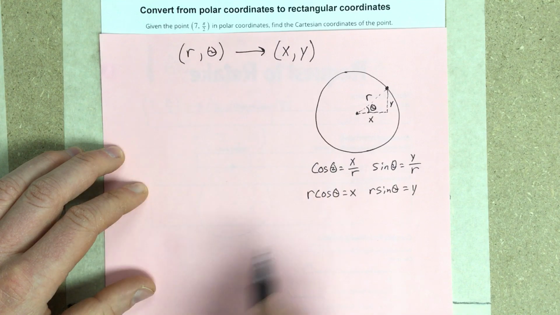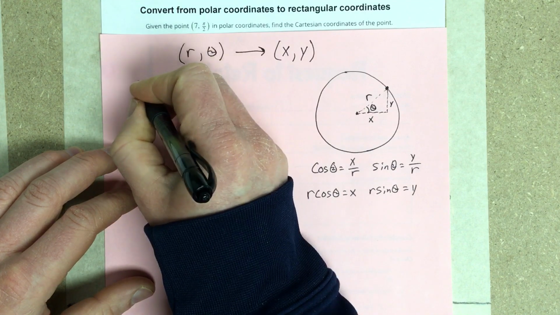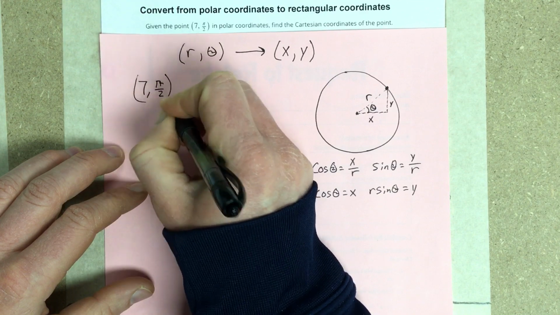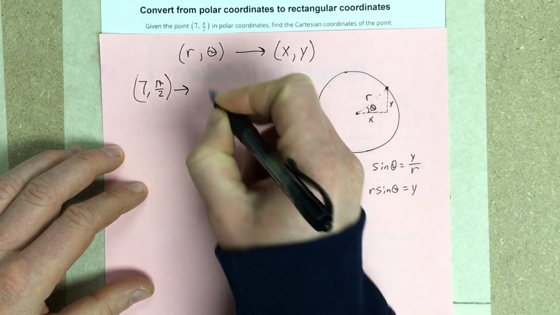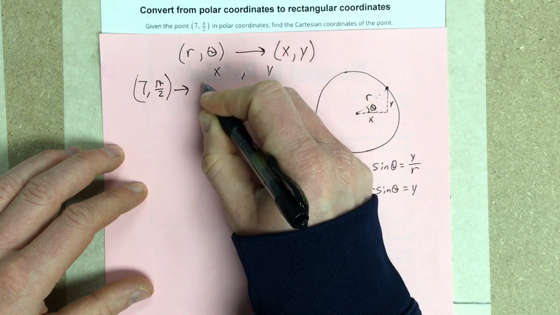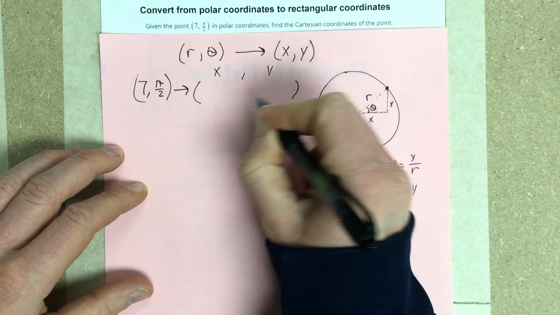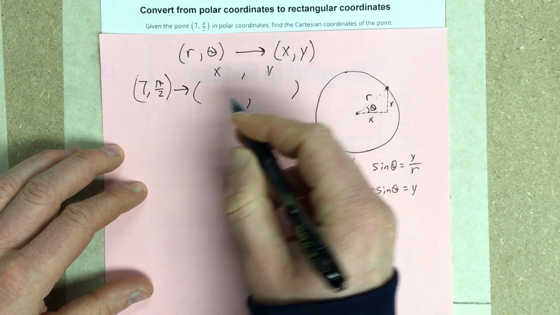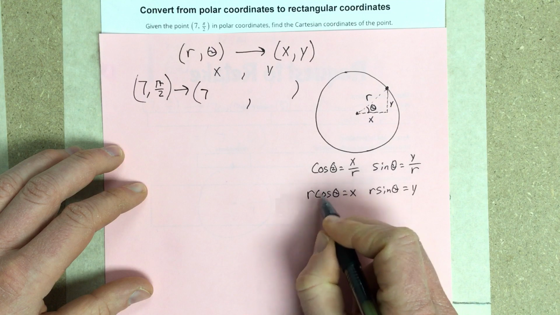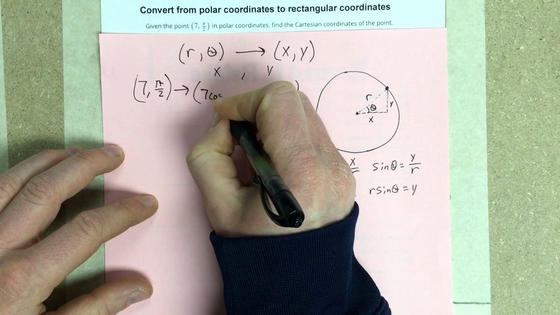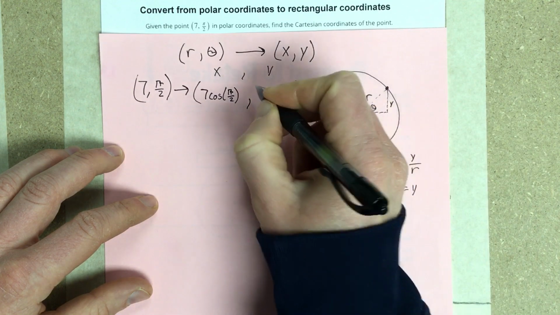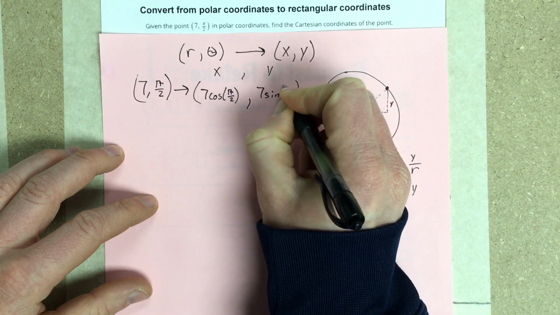So we're going to use these expressions to convert from a radius and an angle to an x and a y coordinate, because I can say that 7 comma pi over 2 is the same as, I'm going to write x comma y here, leaving lots of room. It would be the same as 7, the radius, cosine of the angle, so cosine pi over 2, and then 7 sine of pi over 2.